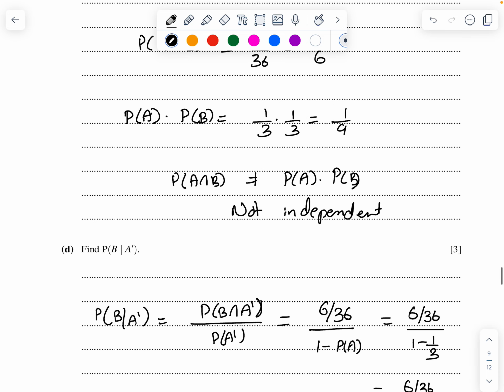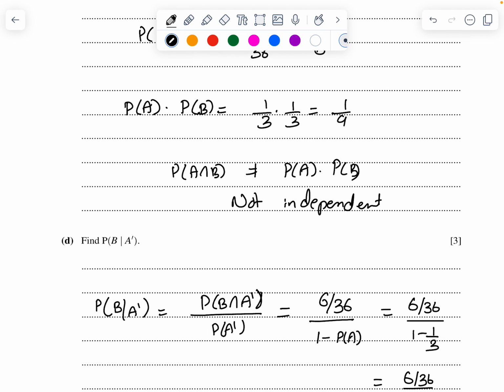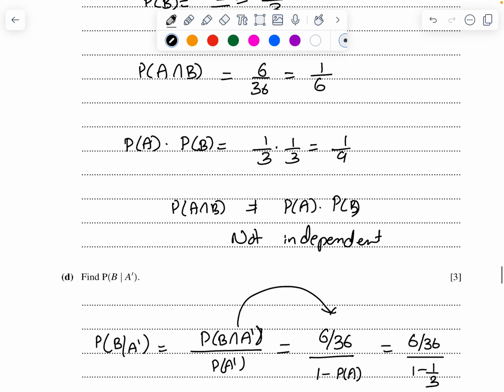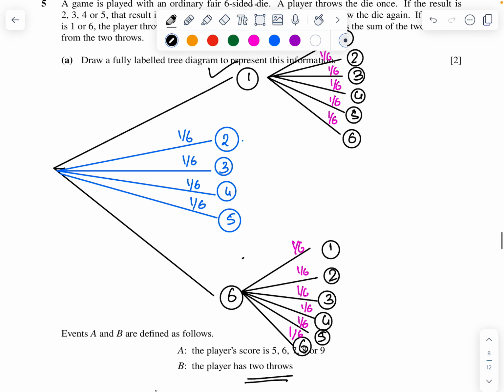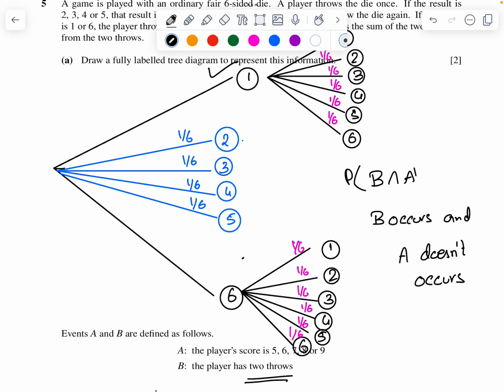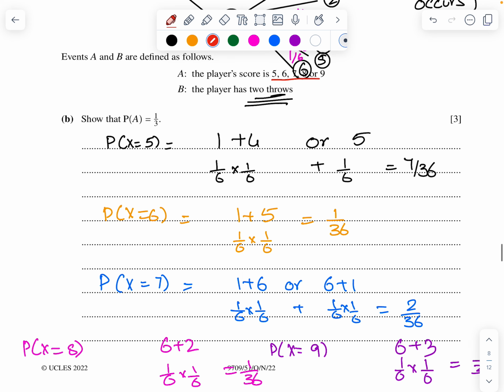The probability of B intersection A complement has to be considered. Why is it 6 upon 36? B intersection A complement means B occurs and A doesn't occur. B is that he has two throws, and A doesn't occur means the sum 5, 6, 7, 8, 9 does not occur.